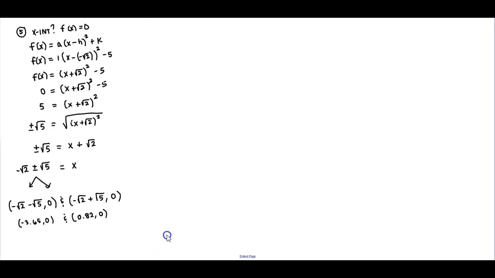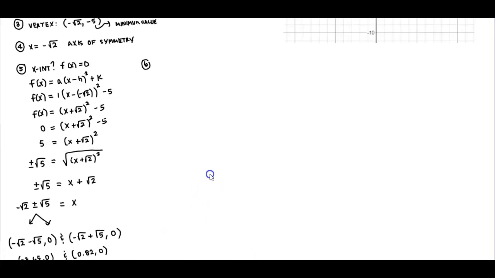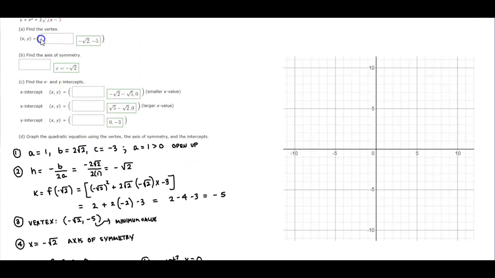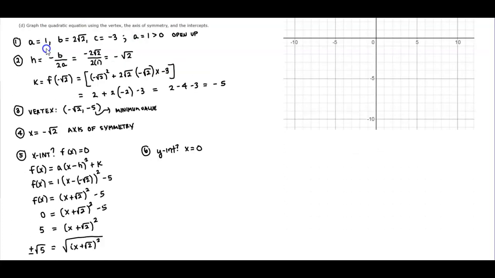Now we need to find our y-intercept. Okay, so in order to find the y-intercept, we need to let x equal 0 in our function. So recall what our function is, which is x squared plus 2 times the square root of 2 x minus 3. So y is equal to x squared plus 2 times the square root of 2 x minus 3.